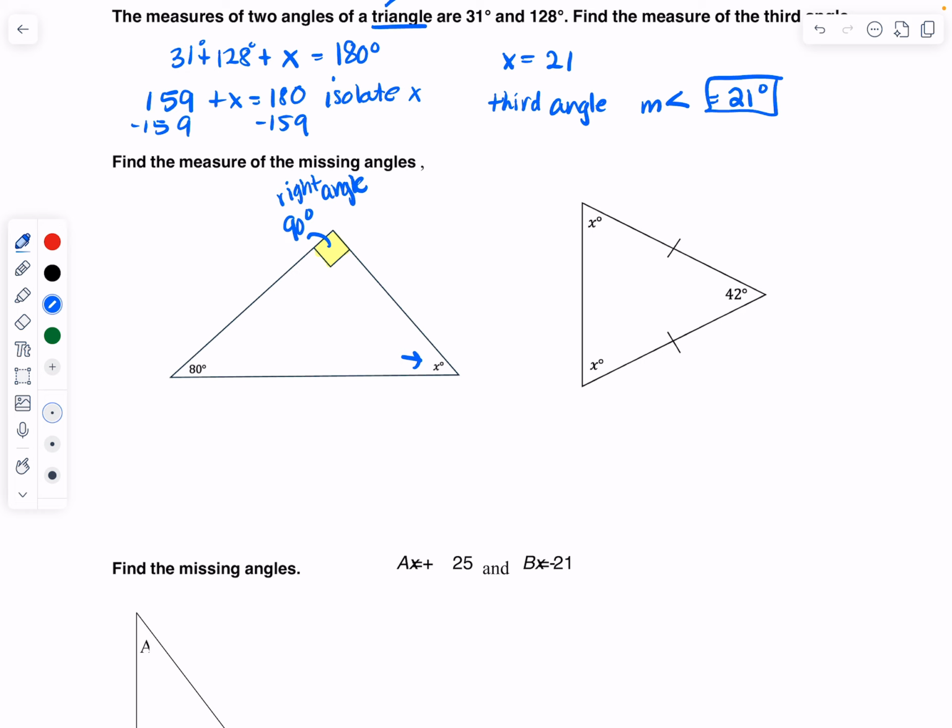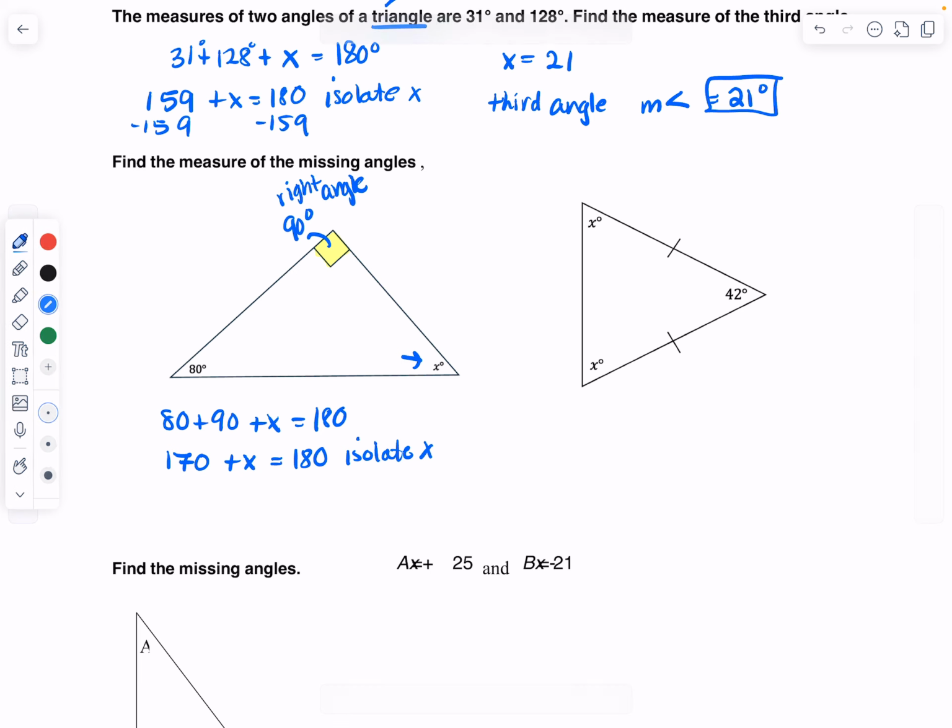So I'm going to add 80 plus 90 plus x and set that equal to 180 degrees. 80 plus 90 will give me 170, plus x, and it equals 180 degrees. Now I have to isolate x, meaning getting it by itself. So I'm going to subtract 170 off of this side and pull it over to the other side. x equals 180 minus 170, which is 10 degrees. So x measures 10 degrees.